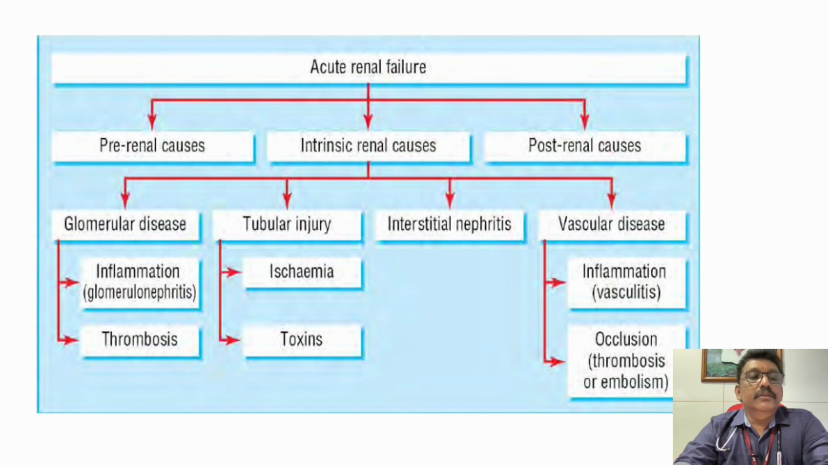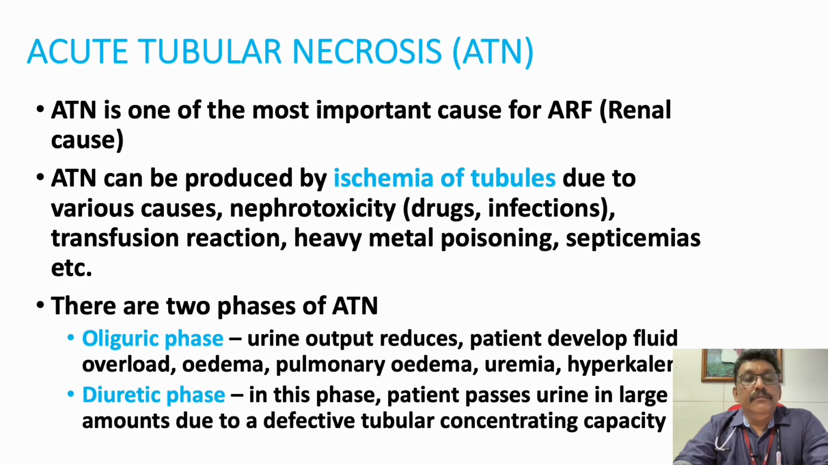Intrinsic causes of acute renal failure are glomerular diseases, tubular injury, interstitial nephritis, and vascular diseases, and the most important are glomerulonephritis and acute tubular injury or acute tubular necrosis. Acute tubular necrosis is one of the most important causes of acute renal failure. It is an intrinsic renal pathology. It occurs due to ischemia to renal tubules from various causes, or drugs which produce nephrotoxicity, infections, transfusion reactions, heavy metal poisoning, septicemia, all these things.